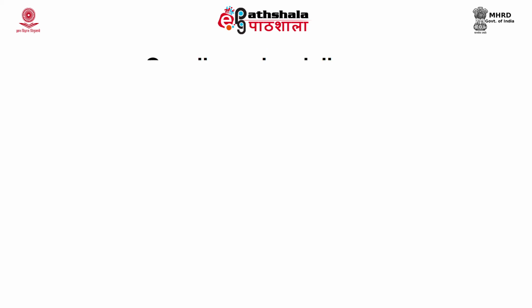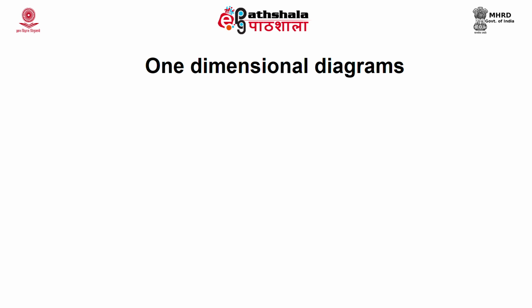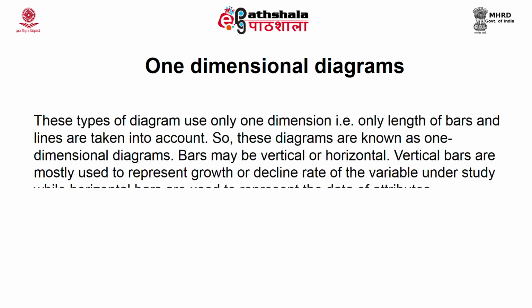Now come to one-dimensional diagram. This type of diagram uses only one dimension, that is, only the length of bars and lines is taken into account. So, these diagrams are known as one-dimensional diagrams. Bars may be vertical or horizontal. Vertical bars are mostly used to represent growth or decline rate of the variable under study, while horizontal bars are used to represent the data of an attribute.